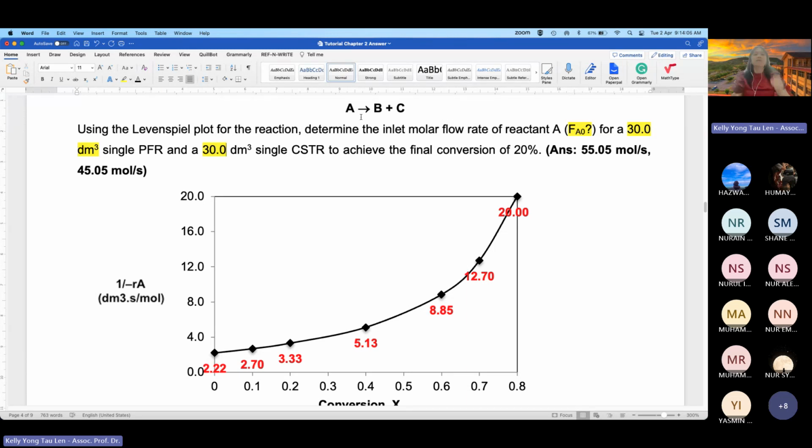And then they say to achieve the final conversion of 20%. So the conversion to be achieved in both reactors is 20%, so your X is 0.2. Again, I repeat, if you forget the concept of conversion, conversion refers to how much percentage or fraction of your reactant A has been converted. In this case, we have only reactant A, meaning that in this reactor, only 20% of A is converted into B and C.